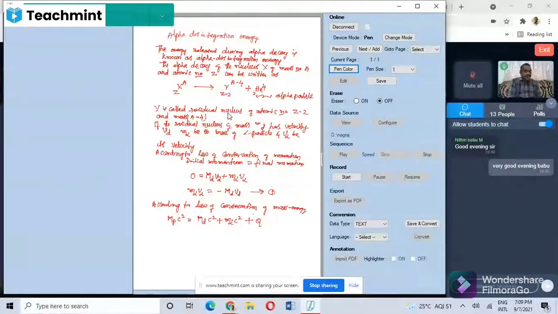Our job here is to find out the value of Q. Q is called the disintegration energy. So now we have to find out what the disintegration energy is here.